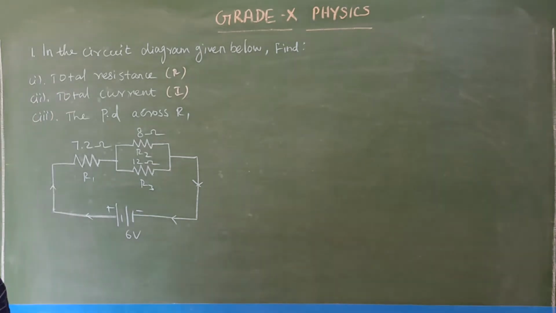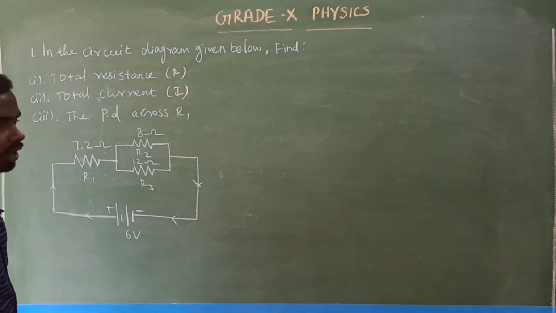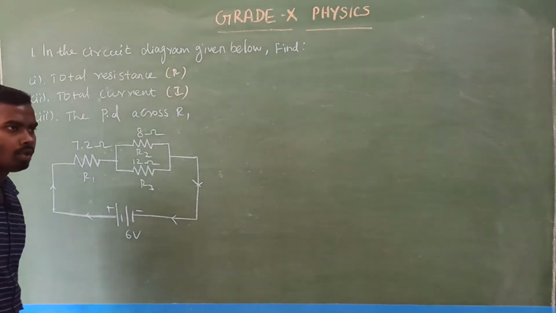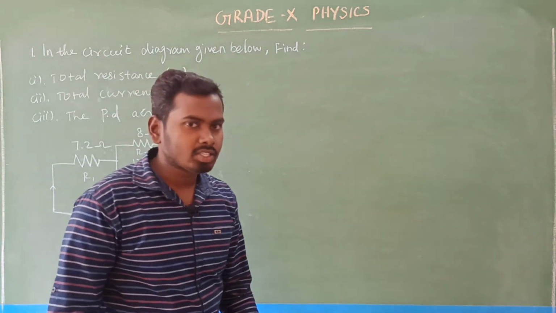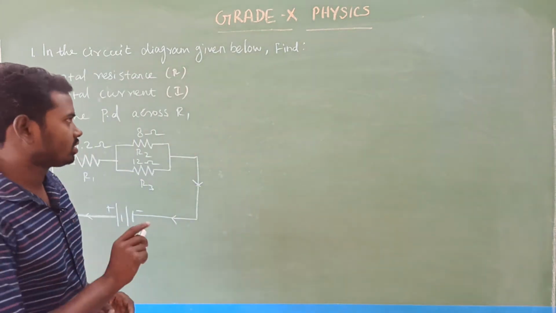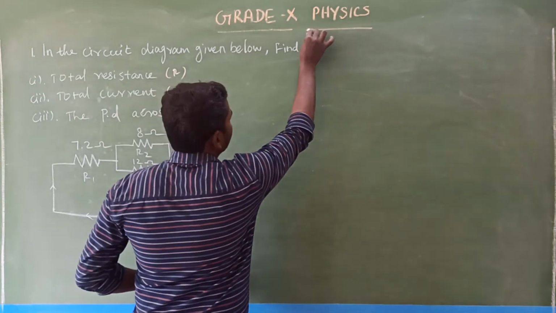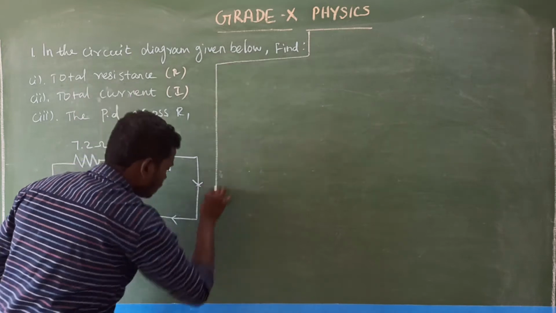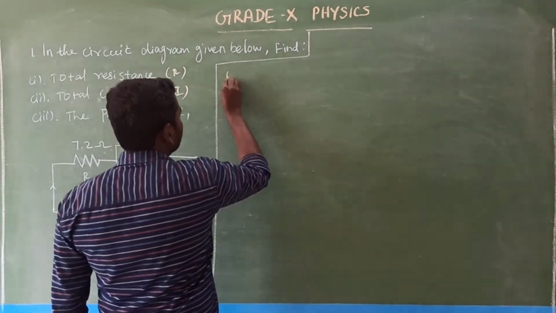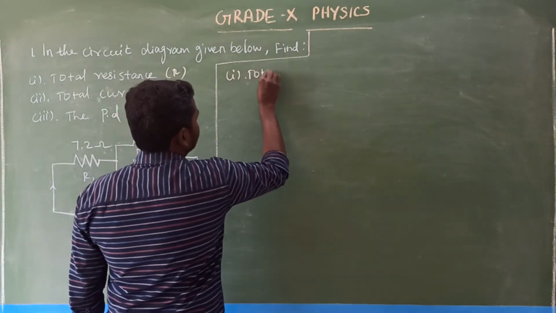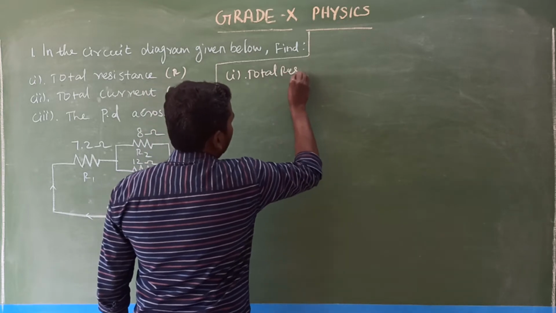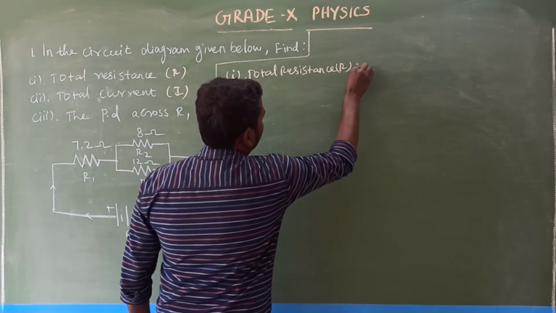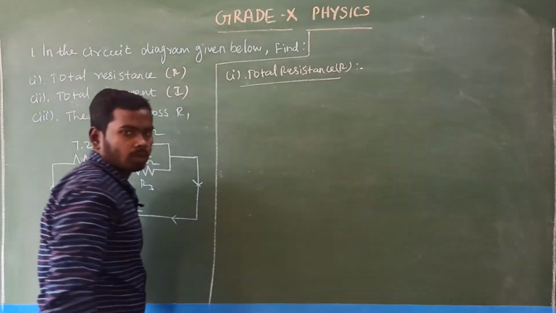Look at here. First, what do we need to calculate? We need to calculate first the total resistance value. Is it clear, students? Look at here, I'll write there. First one, what is that? Total resistance. We need to calculate the total resistance, isn't it?